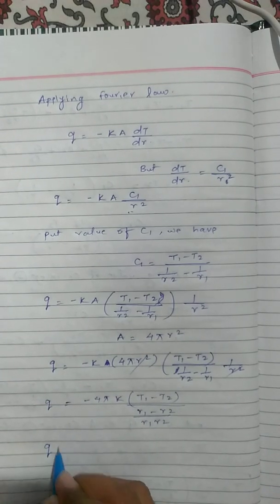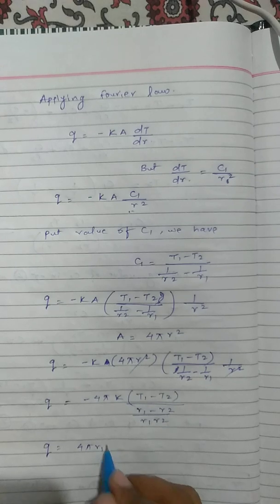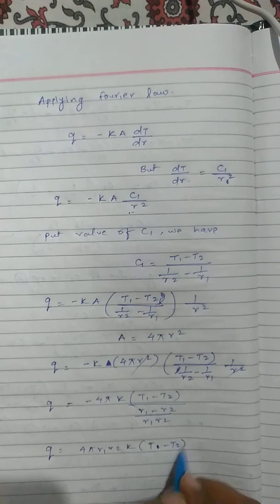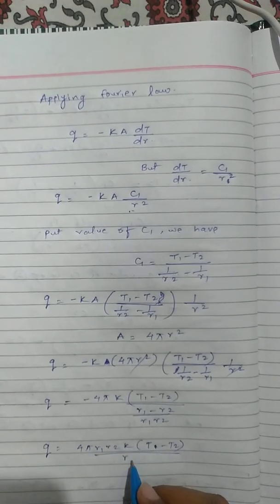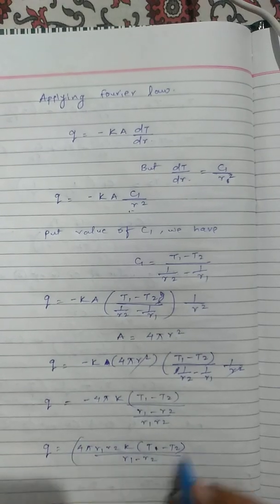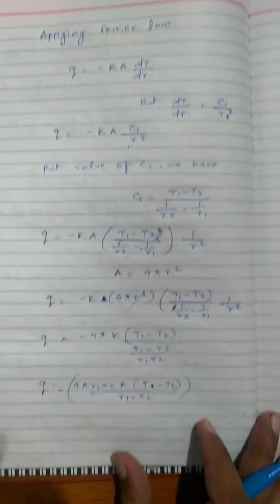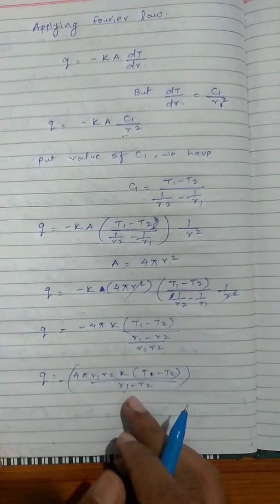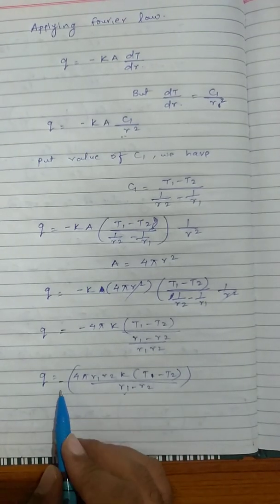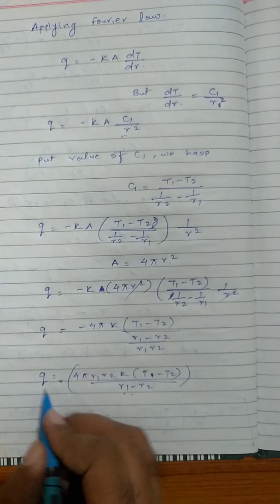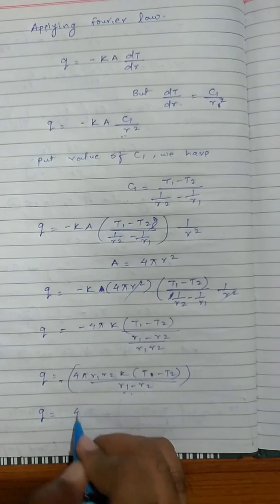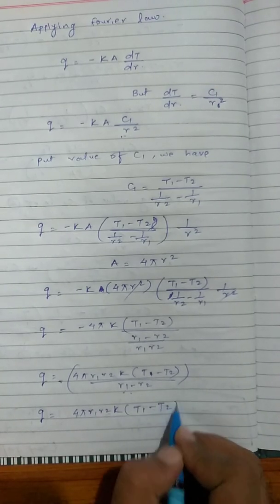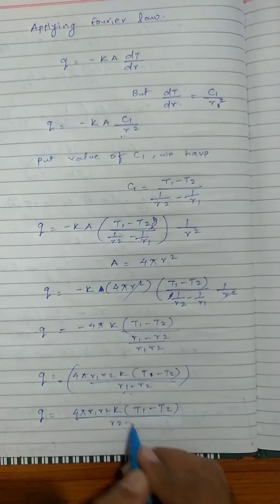Okay, so Q will be equal to 4 pi R1 R2 K, T1 minus T2 divided by R1 minus R2, this multiplied by minus. Now here you can see in the denominator it is R1 minus R2. So inner radius minus outer radius will always give a negative sign. So this negative sign we are going to take in the denominator instead of the numerator. So you have 4 pi R1 R2 K, T1 minus T2 divided by R2 minus R1.